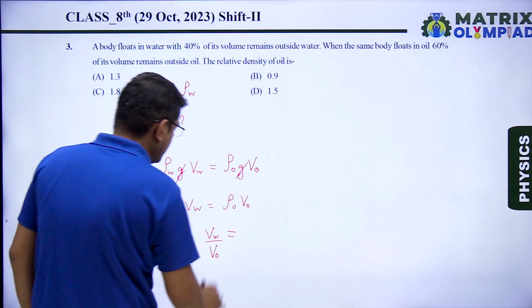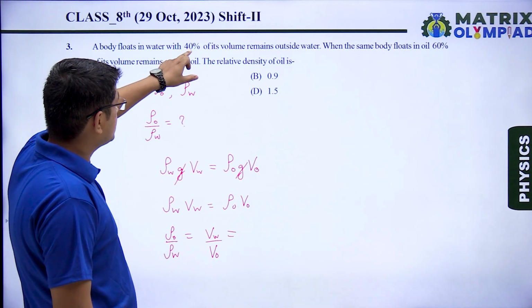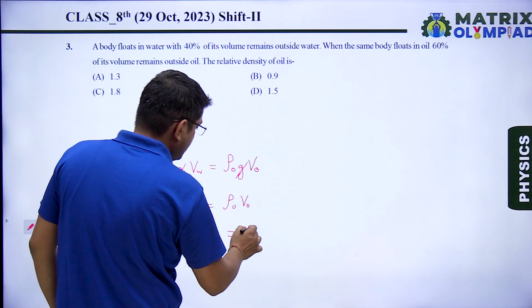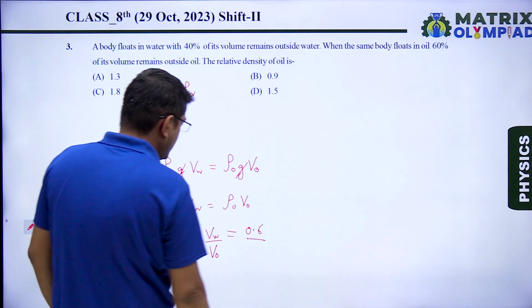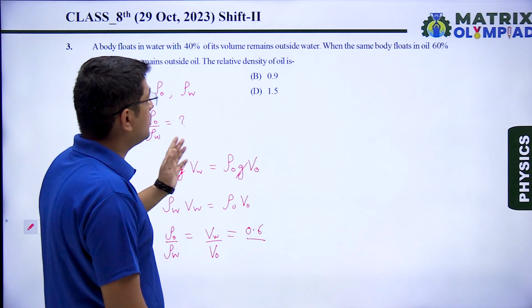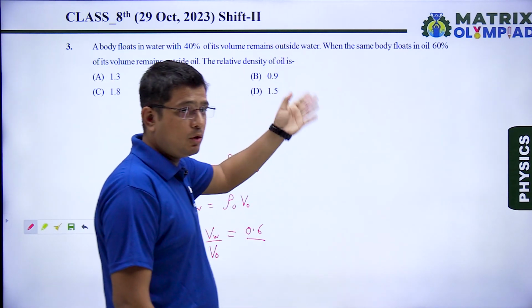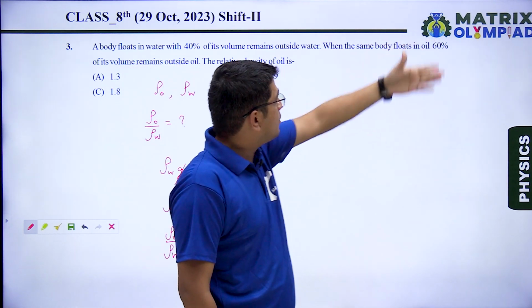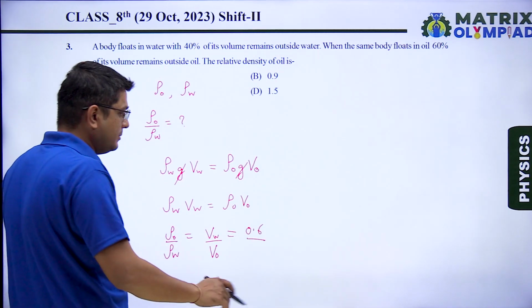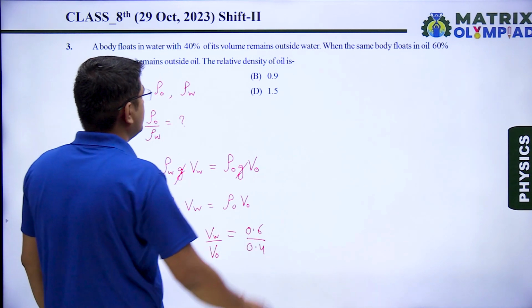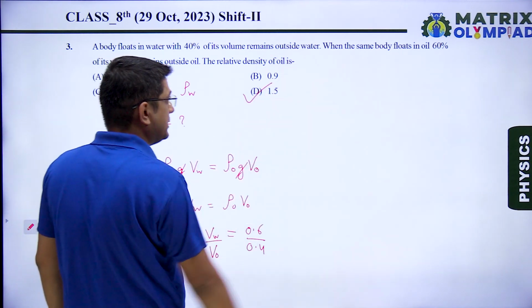We know that for water, outside volume is 40%. That means inside will be 60%. So for 60%, I am writing 0.6. What is VO? It is the part of volume dipped inside oil. We can see 60% part is outside, that means 40% is dipped. So for 40% I am writing 0.4. On solving this, we will get the answer option D.